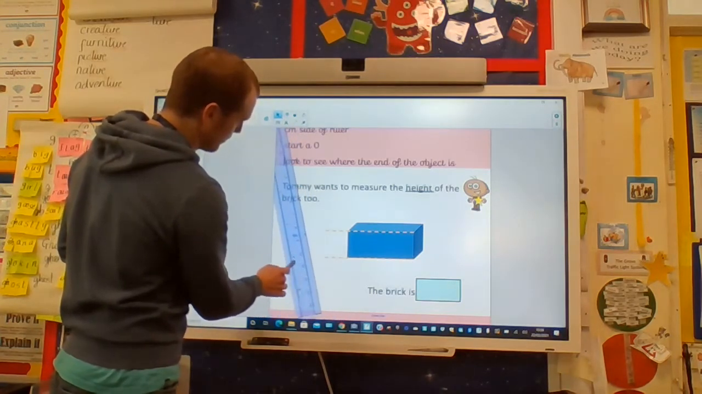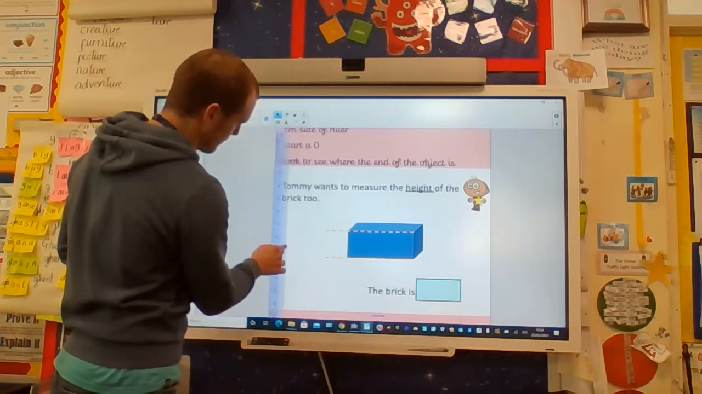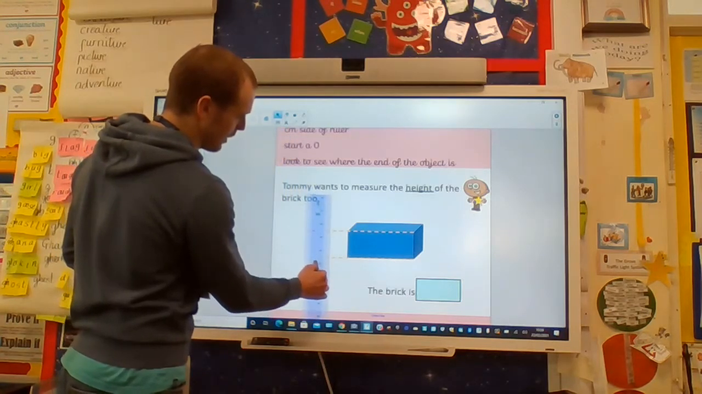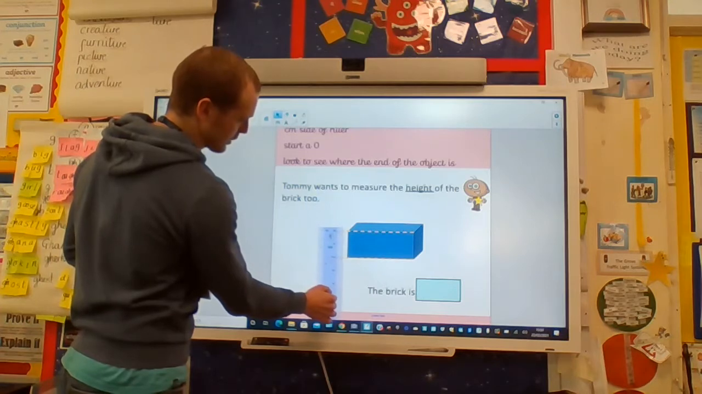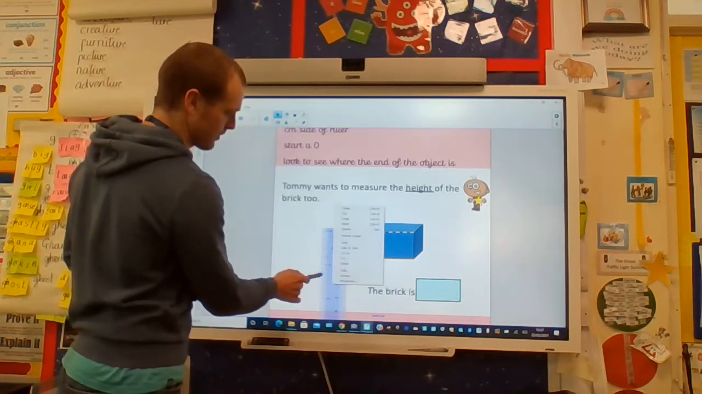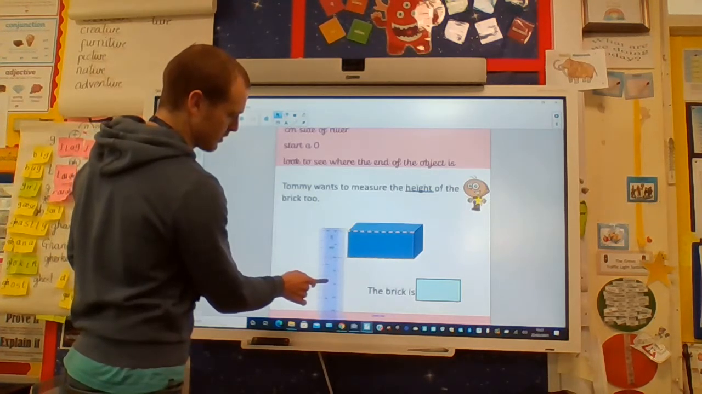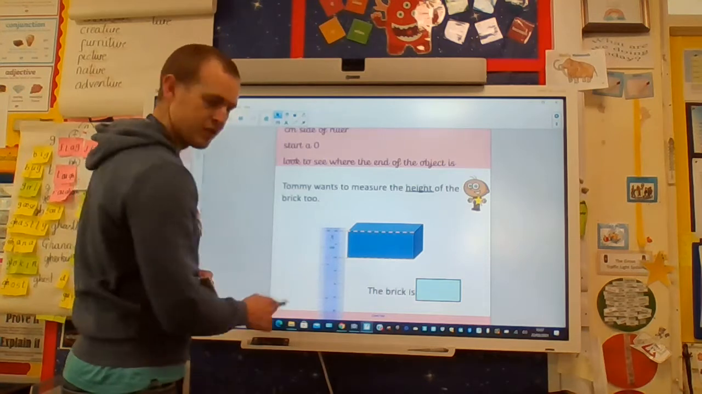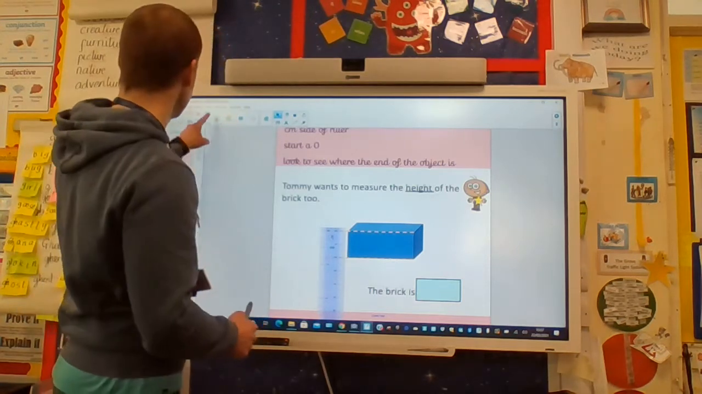Lovely, like that. Good. So I'm going to line it up with the edge of my object. I'm going to start at 0, and then I'm going to read along. So what I'll do is I'll zoom in now, so that you can work it out. You ready?